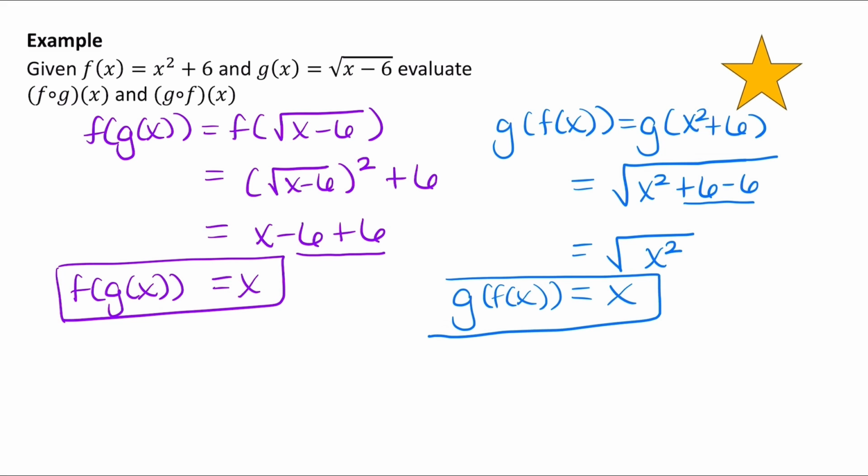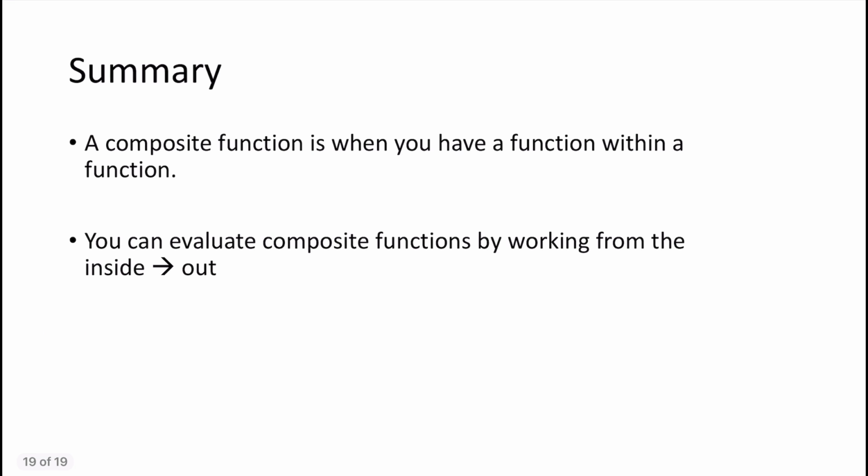So there's a star on this problem because notice that f of g of x and g of f of x both equal x. And this is going to be a special property that we're going to talk about a little bit later in a different lesson. So remember that a composite function is when you have a function that's within another function.